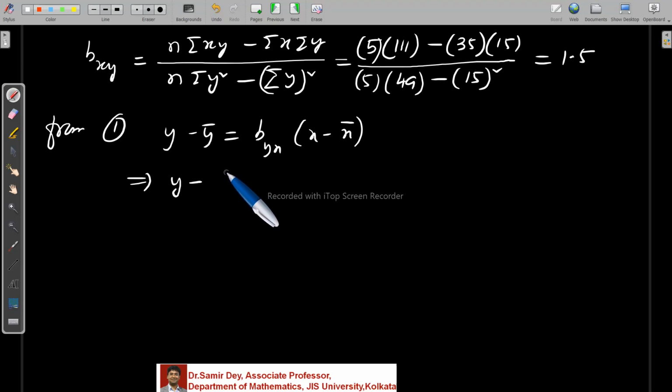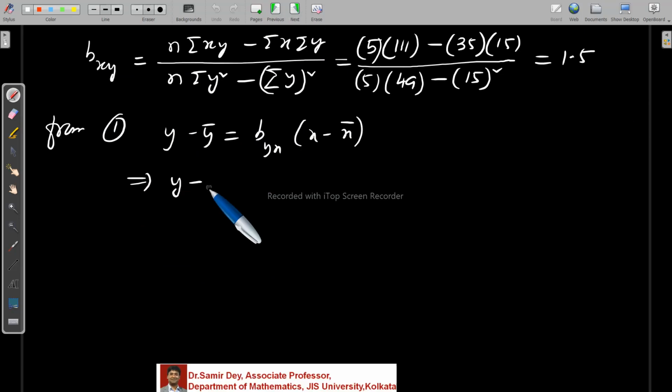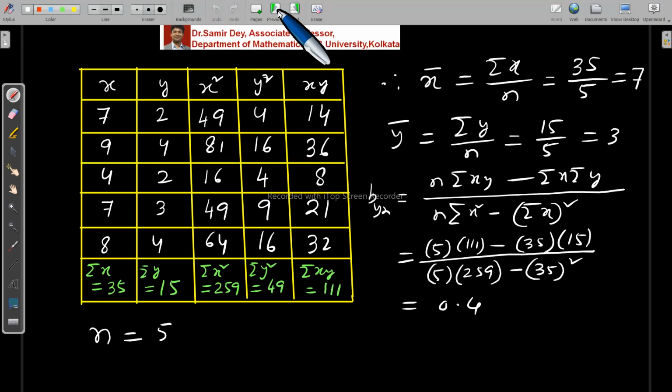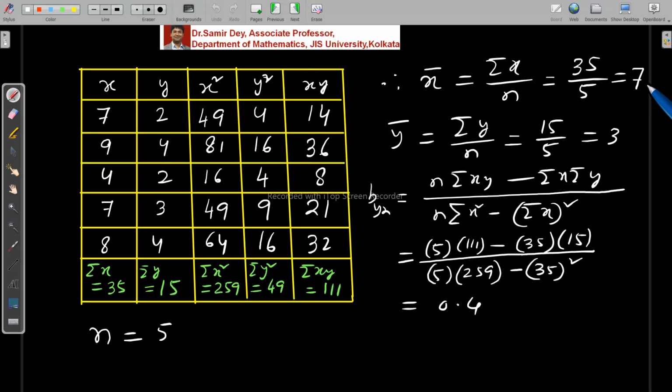So from here you may write down y minus y bar. What is your y bar value? Is equals to 3. So you may write 3. What is your byx value? Byx value is equals to 0.4. 0.4 x minus x bar. What is x bar? X bar is equals to 7 we have. Correct?